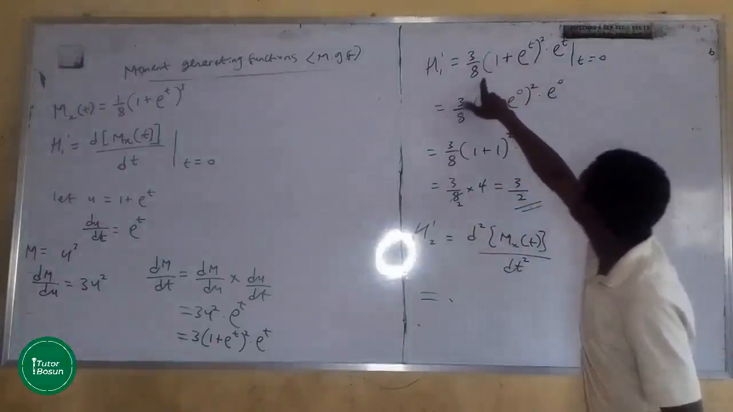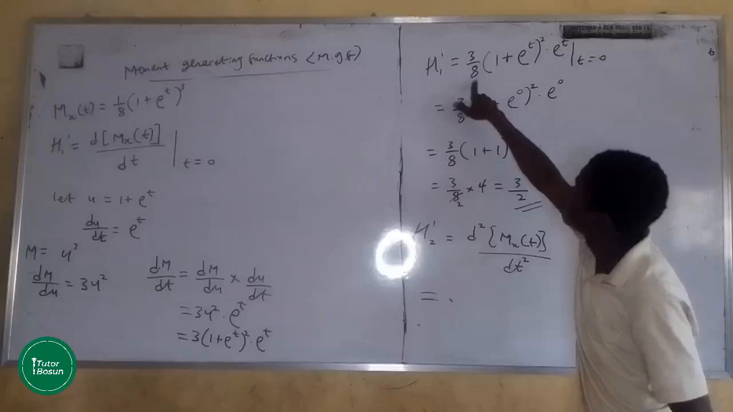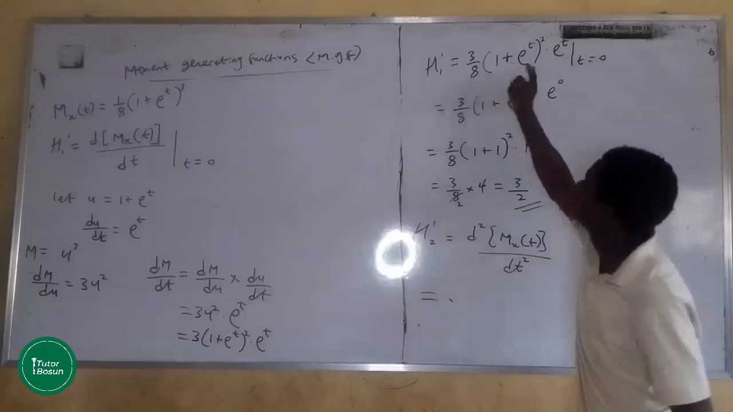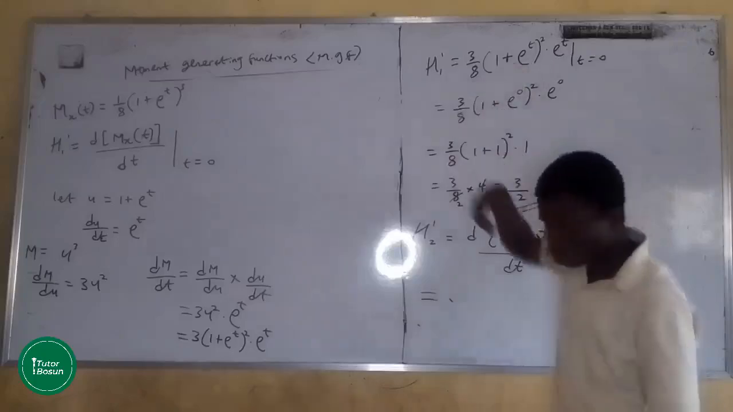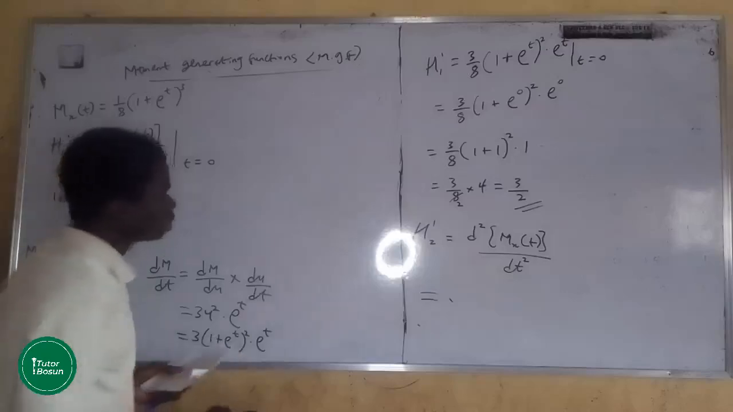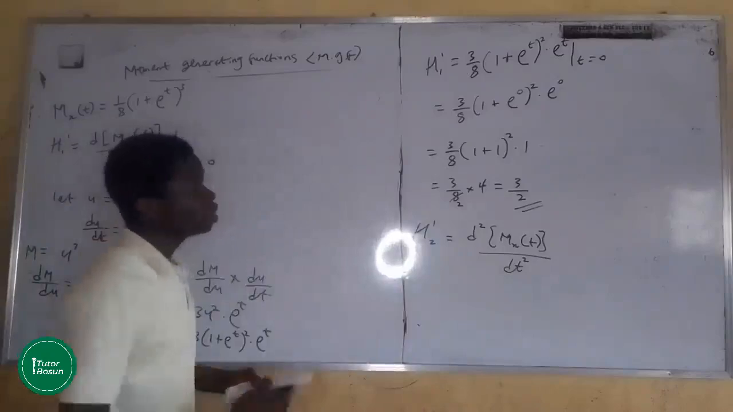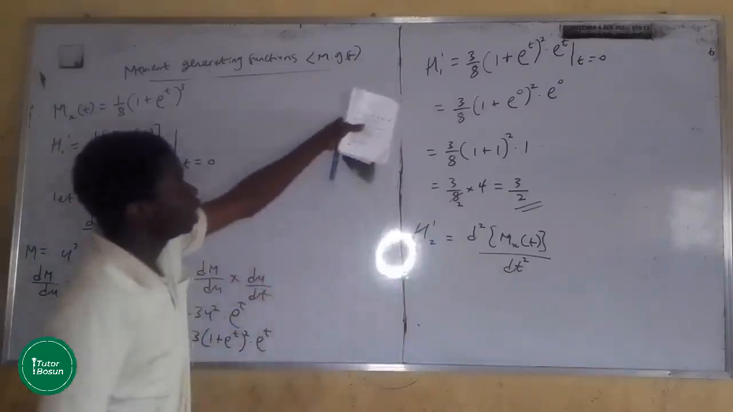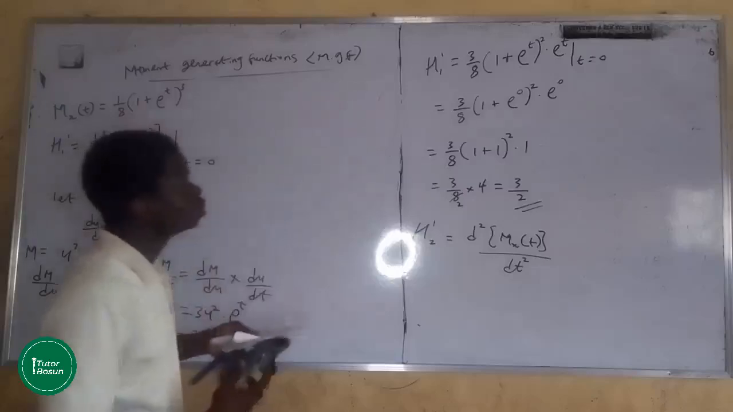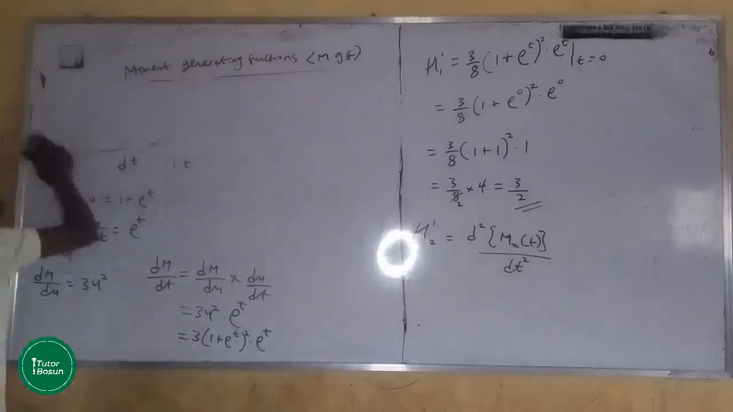And in this situation, 3 over 8 is a constant, so we just decide to treat that as a constant. For the sake of those who don't have the idea of the product rule, I'll be solving that using the product rule.